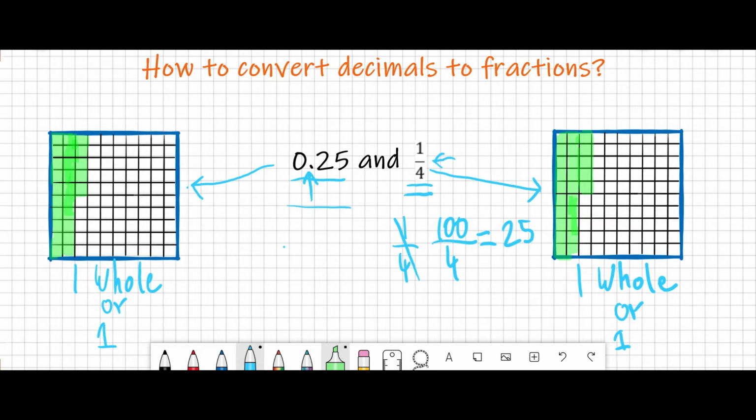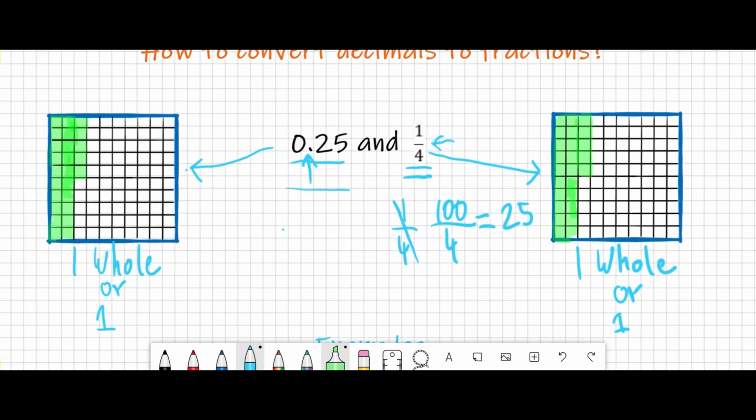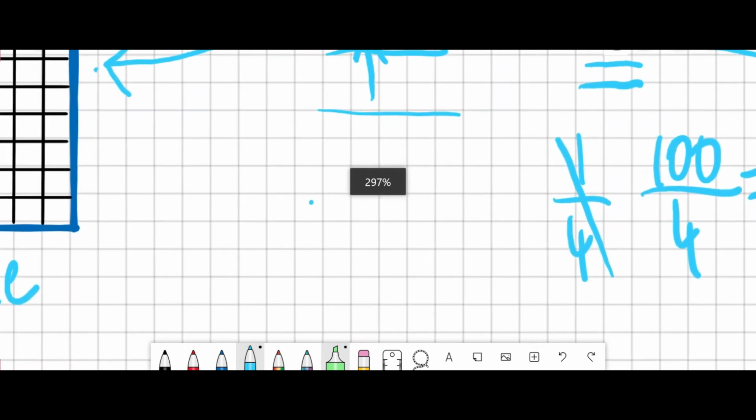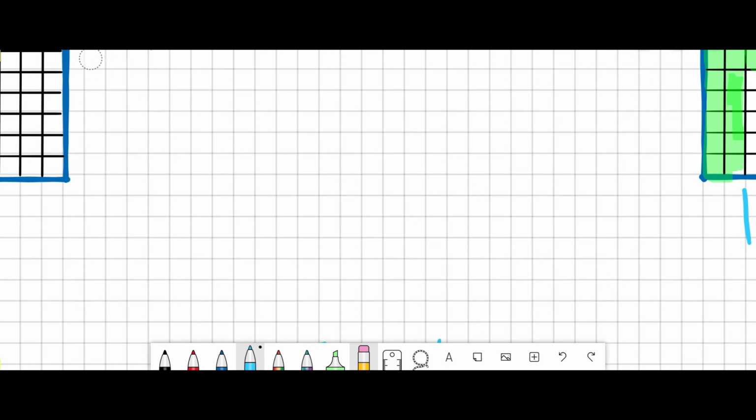But then you ask me, Maths Magician, I can't draw this whole big square and draw 100 squares inside it every time I want to convert decimals and fractions. That would take way too much time. Well, you're right. So I came up with this formula to convert decimals. Let me just clear this out.